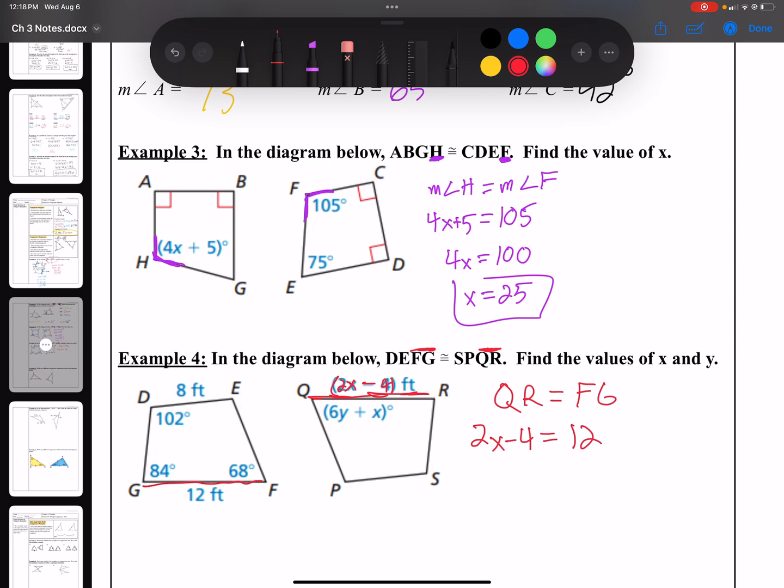So again, use the order of the letters in the statement to know what you should set equal to what. Remember, the pictures might be spun around. You don't always want to say, oh, let me set the top equal to top, bottom equal to bottom. Nope, that's not how it works. If they give you a congruent statement, that is critically important. So we can add 4 to both sides, and we get 2x equals 16. Divide by 2, we get x equals 8.